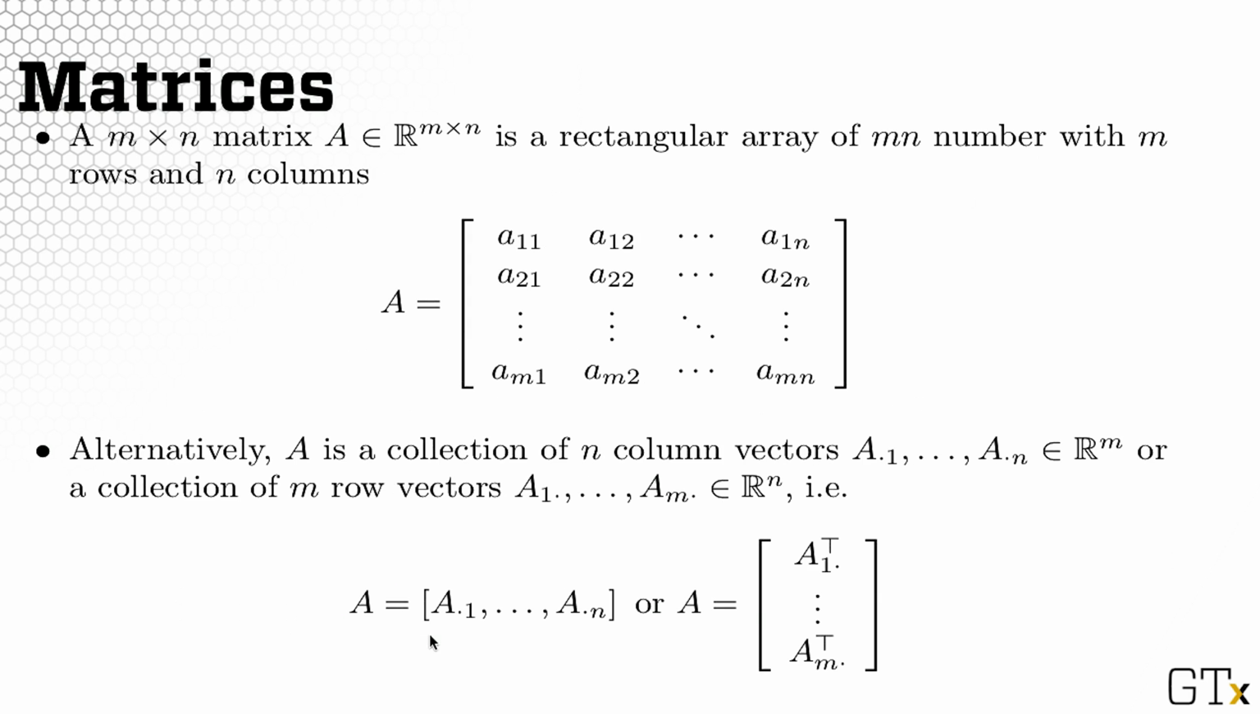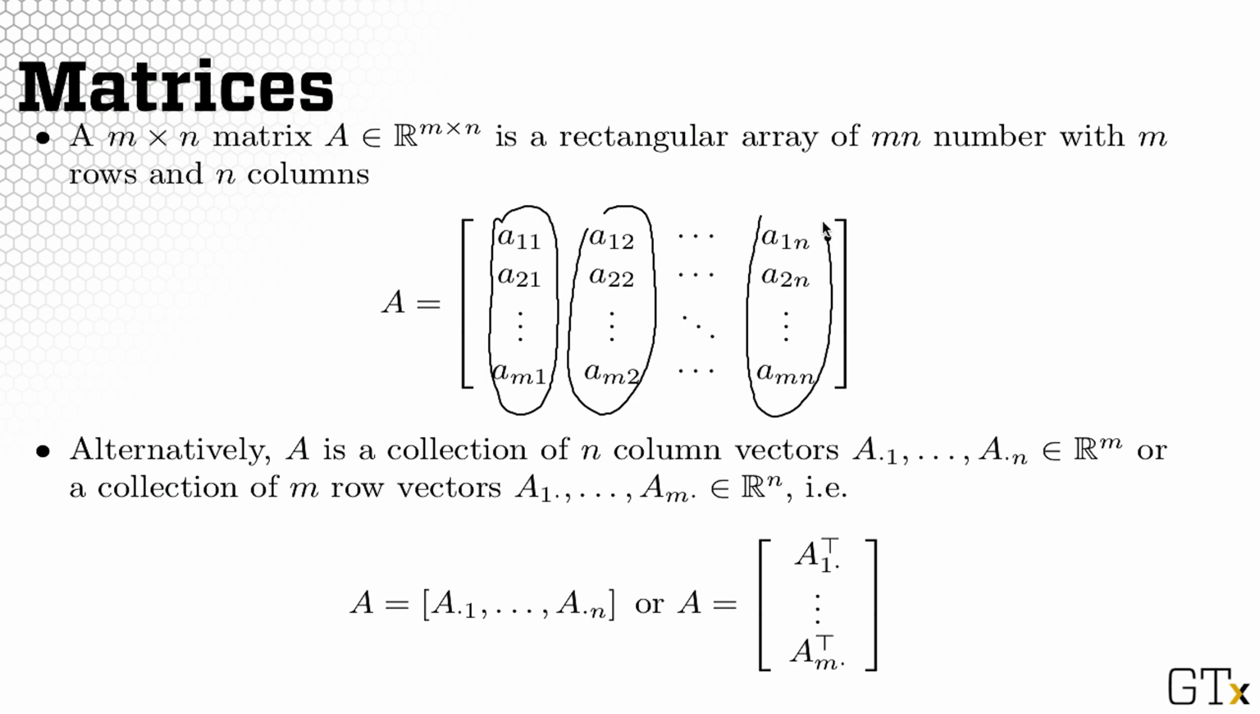Okay. Now, what is a matrix? A matrix is a rectangular array of m times n numbers with m rows and n columns, right? So here's a basic notation for a matrix. Here, we have mn numbers, and each of them are arranged in this way. Alternatively, you can think of a matrix as a collection of n columns, right? So you have n column vectors, here's 1, here's 2, all the way to n of them.